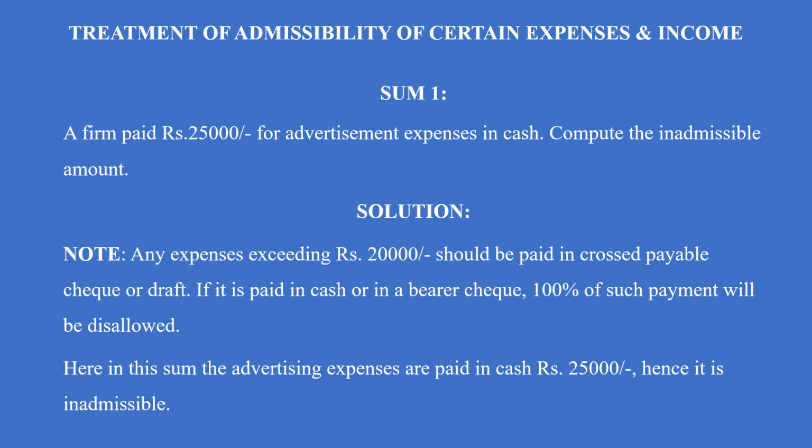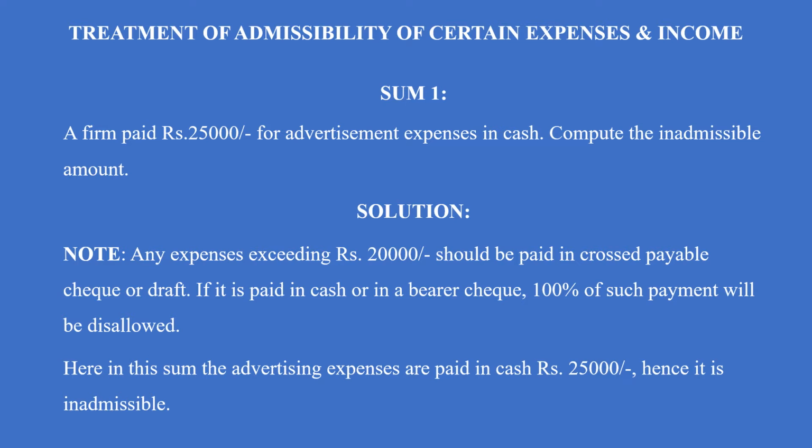So when you say inadmissible amount, it refers to the amount that is not applicable in the business income. So the solution for this is, according to the rule under business income under the IT Act, any expense that is exceeding rupees 20,000 should be paid in a crossed payable check or a draft only. If you're paying any amount of expense above 20,000, you have to pay it in a crossed check only. If it is paid in cash or in a bearer check, 100% of such payment will be disallowed.